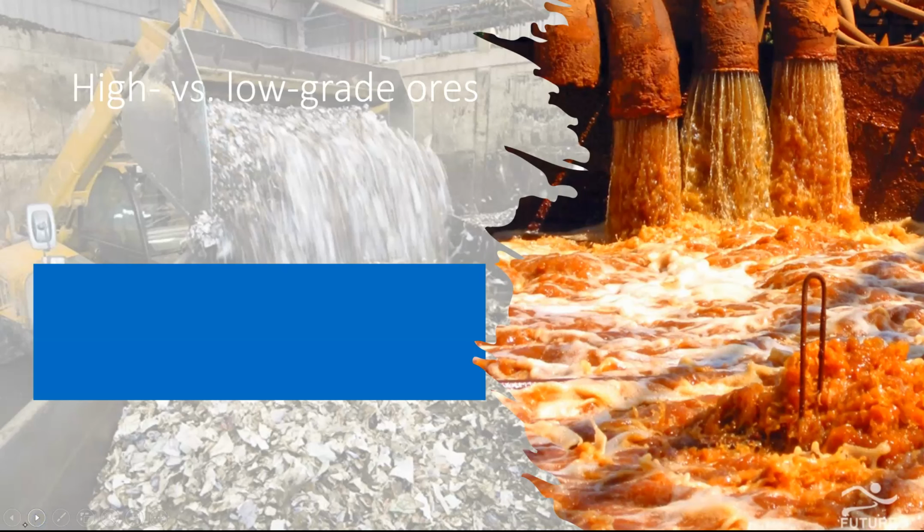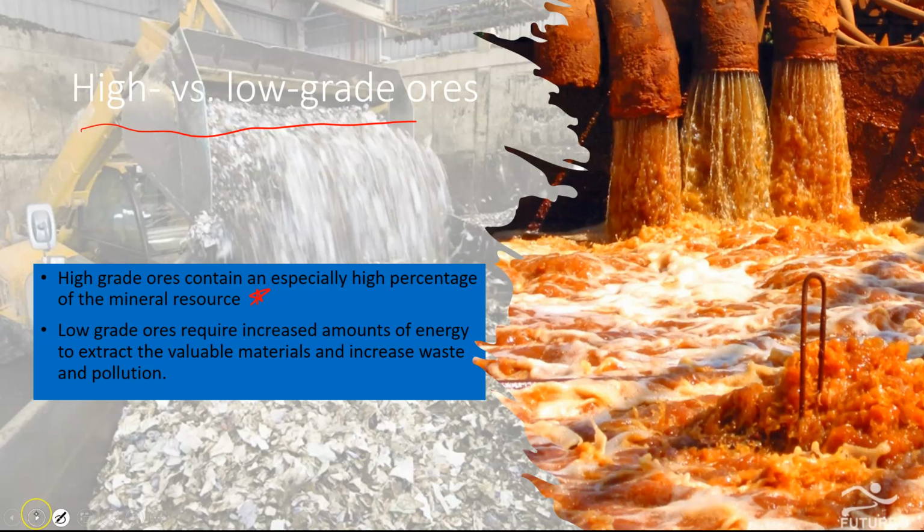All right. So high grade versus low grade ores. A high grade ore, as the name probably implies, is an ore that contains an especially high percentage of a mineral resource. So these are our gold standard, pun intended, right? Those high grade ores are our most profitable and also the least wasteful because in order to get a lot of a resource, we don't have to mine as much material. Now, low-grade ores can also be profitable, but just less so.